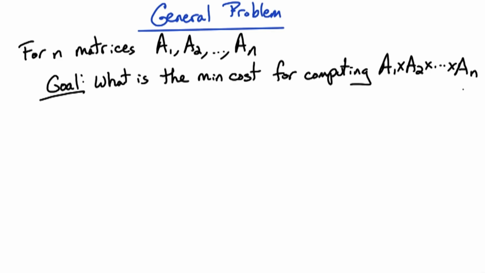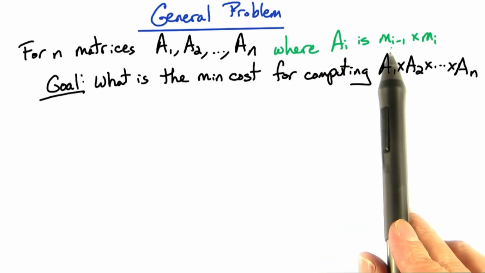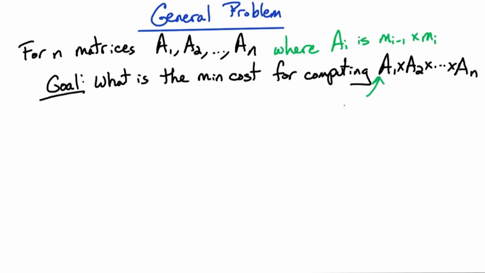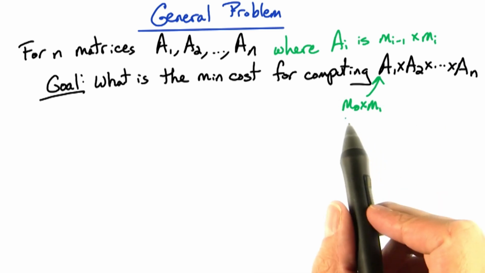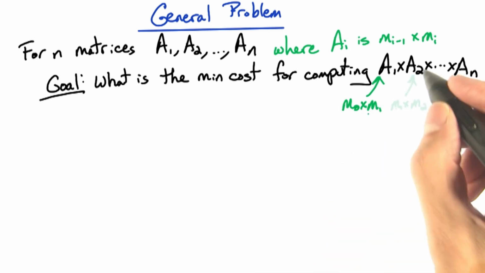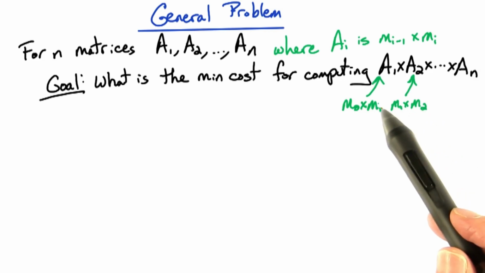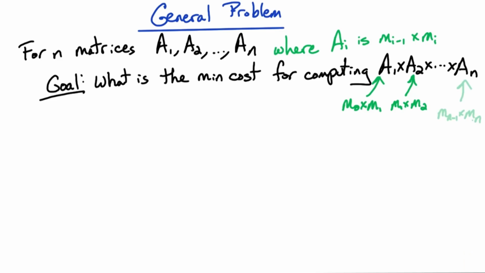Now the key parameter is the sizes of these matrices. So we'll denote the size of the ith matrix, Ai, as m_{i-1} rows and m_i columns. So A1 will be of size m0 by m1. It has m0 rows and m1 columns. A2 will have m1 rows and m2 columns. So the number of columns of A1 matches the number of rows of A2. Finally, the last matrix has m_{n-1} rows and m_n columns.